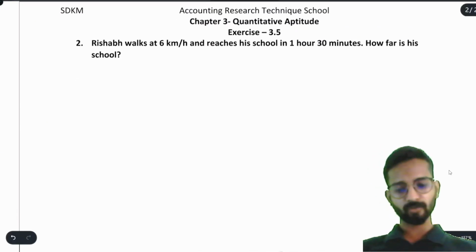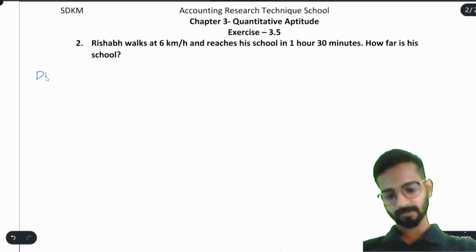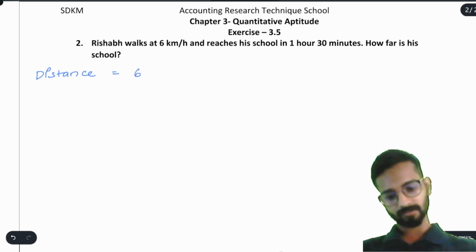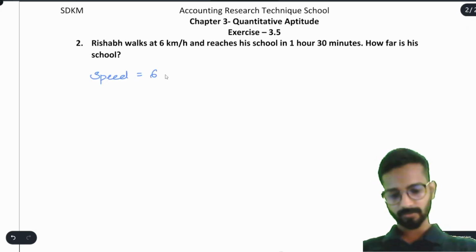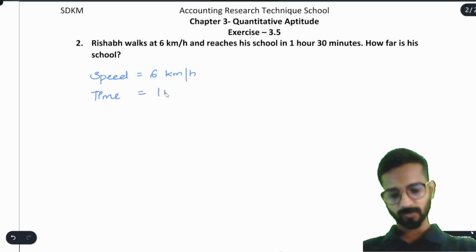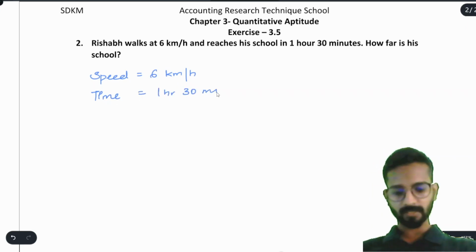Rishabh walks at 6 kilometers per hour and reaches his school in 1 hour 30 minutes. How far is his school? Very easy. See, distance is not given, it is speed that is given. Speed is equal to 6 kilometers per hour. Then time taken is 1 hour 30 minutes. See, remember one thing.